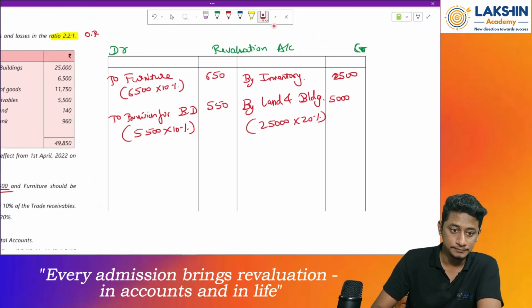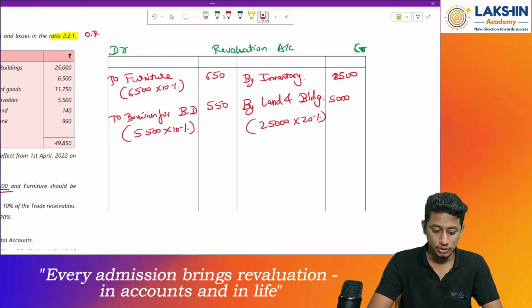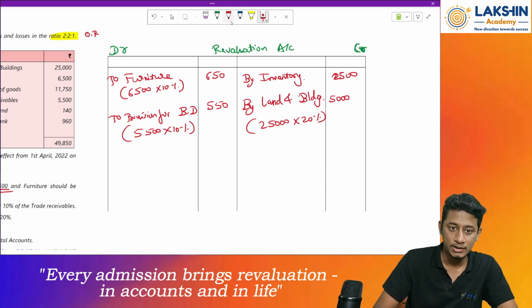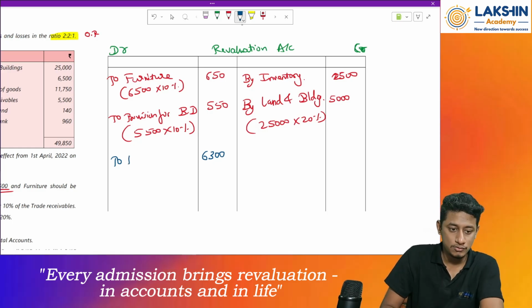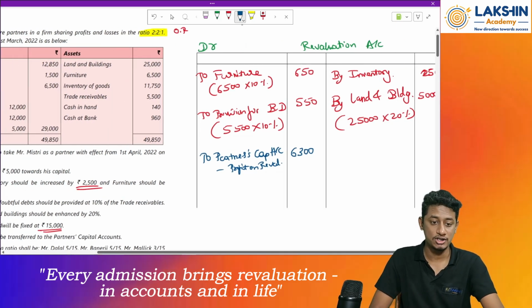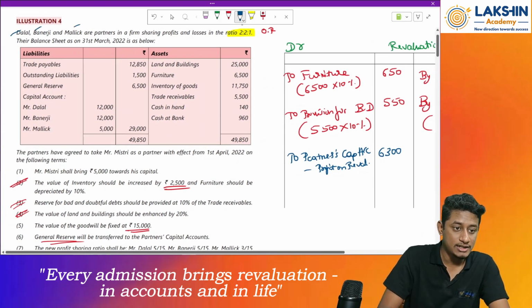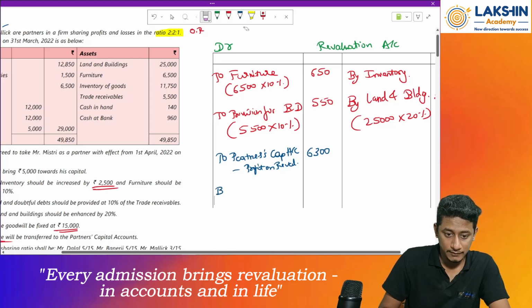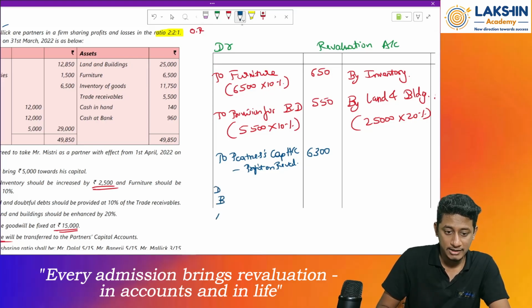Okay, now find out the difference figure. So 2,500 plus 5,000 minus 650 minus 550. 6,300. So to what? To partners' capital account. This is what? This is profit on revaluation. This is my profit on revaluation. So partners' names Dalal, Banerjee and Malik. So I will just write Dalal, Banerjee and Malik.